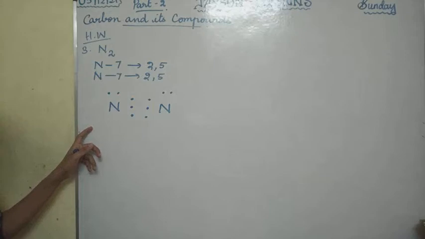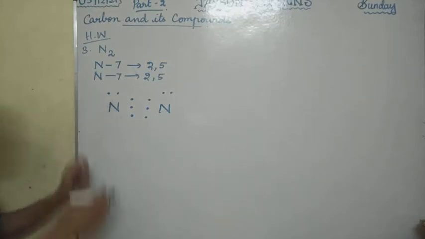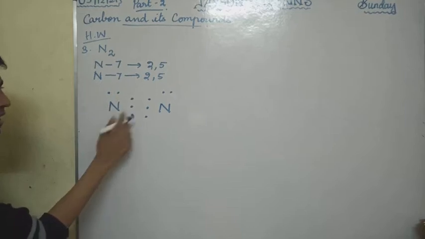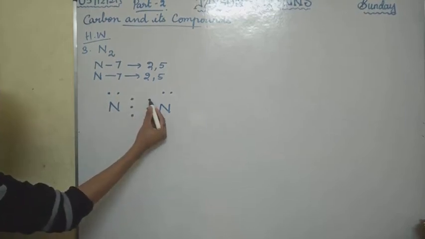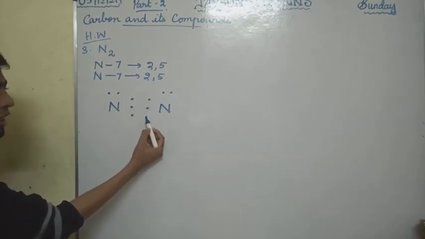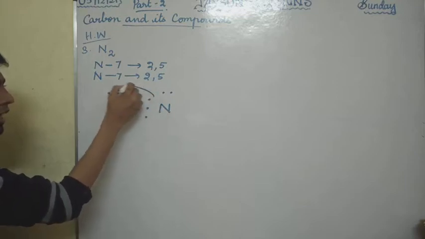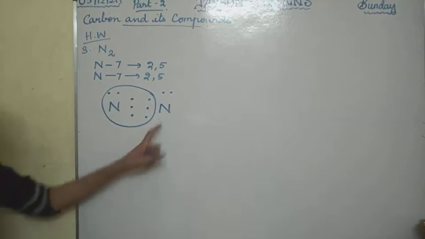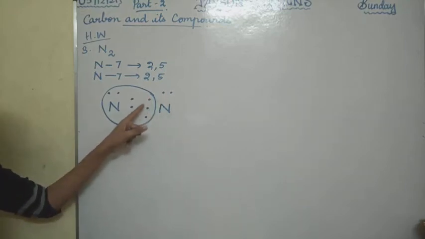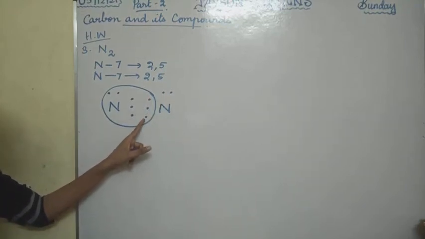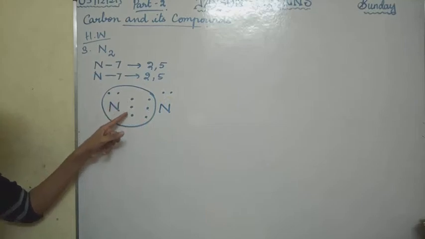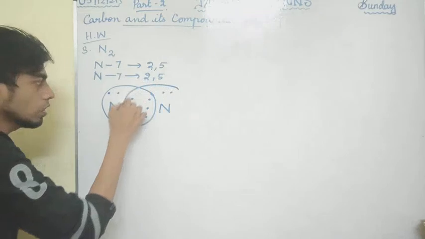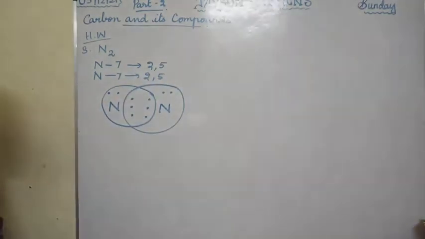Now we have to start circling. This nitrogen already has 5 electrons. The 6th, 7th and 8th electrons it will share from the neighboring nitrogen. This nitrogen also already has 5 electrons, and the 6th, 7th and 8th it will share from this nitrogen. So we will circle 8.